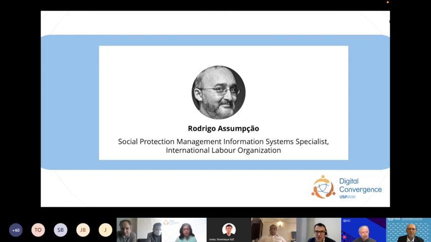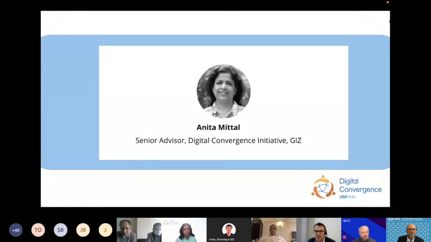And as a facilitator of today's discussion, I'm happy to welcome my colleague Anita Mittal. She is a senior advisor at GIZ and leads the Digital Convergence Initiative. She has extensive experience in the design and implementation of identification systems for client countries of the World Bank and e-governance applications in India. Earlier in her career, she led the e-governance interoperability and standards project for the National e-Governance Division in the Ministry of ICT of the Government of India.